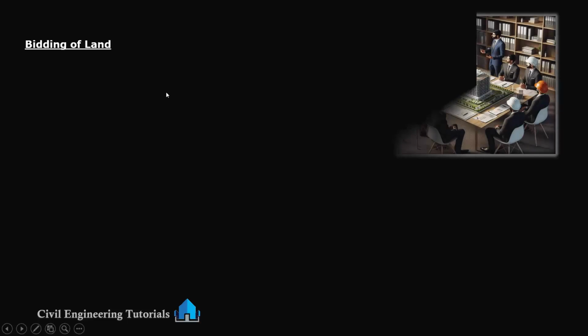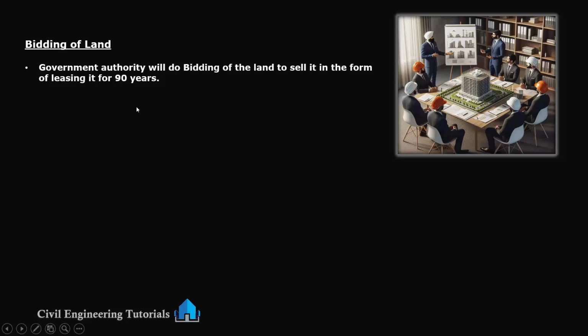So what is the next step? The next step is bidding of land. Now the government authority will do bidding of the land to sell it in the form of a lease for 90 years. Okay, the government buys land from farmers, then after town planning sells it to the developer or builder in the form of a lease. The builder is not the owner. After town planning, the government sells it to the developer or builder in the form of a lease for 90 years.